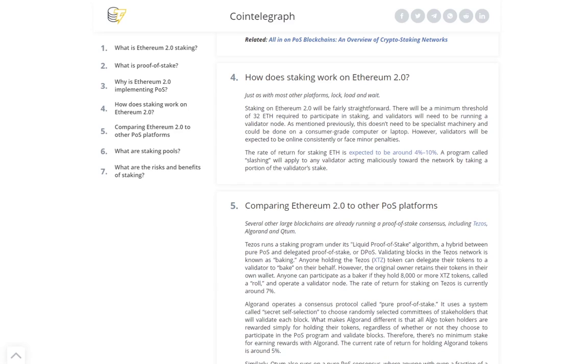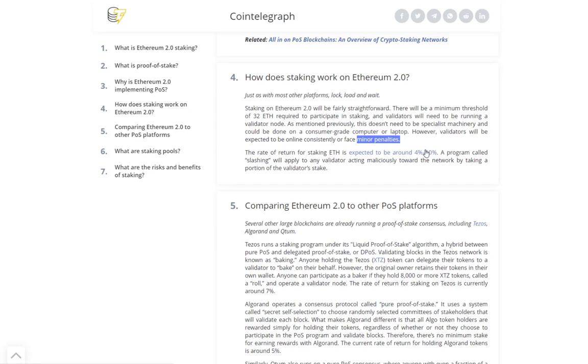The rate of return for staking ETH is expected to be around 4 to 10%. A program called slashing will apply to any validator acting maliciously towards the network by taking a portion of a validator's stake. So it does say there you will receive penalties if, for example, you turn your wallet off, which is again your node, and therefore you're not contributing to the network, so you will not receive them rewards, or you'll receive a lot less rewards than you would do.